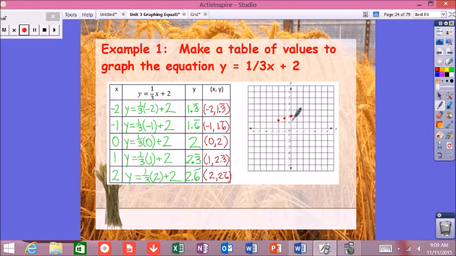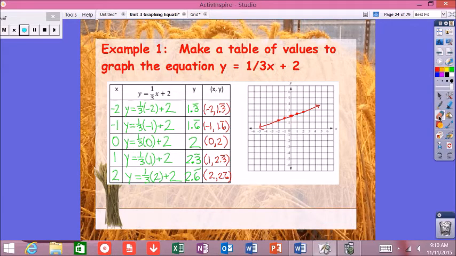0, 2, 1, 2.3, so just a little above the line, and finally 2, 2.6, so a little more than halfway. As best I can, I'm going to draw a line to connect my points. Hey, I'm doing the best I can here.